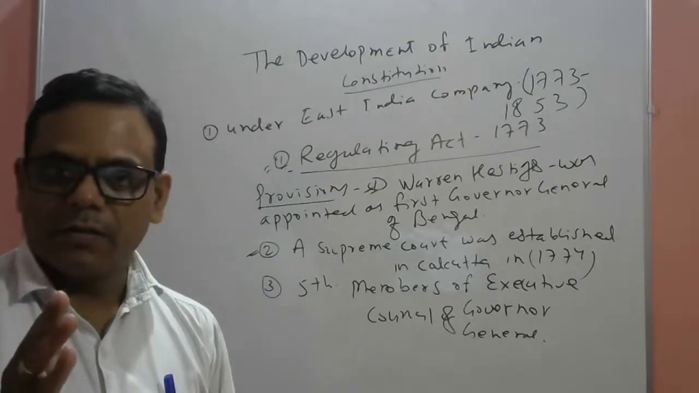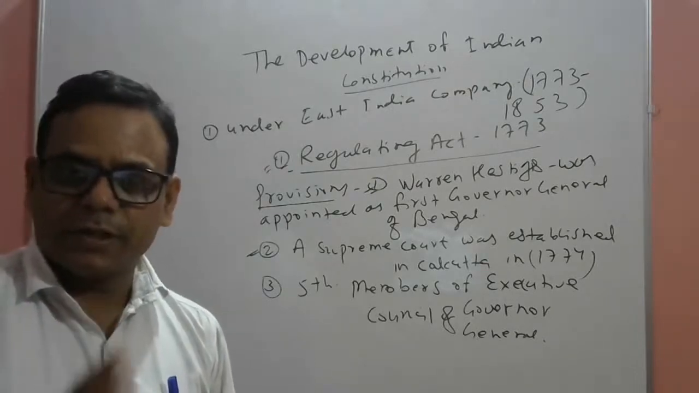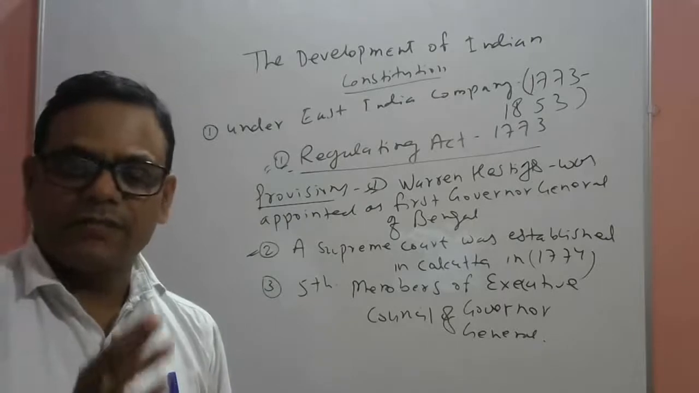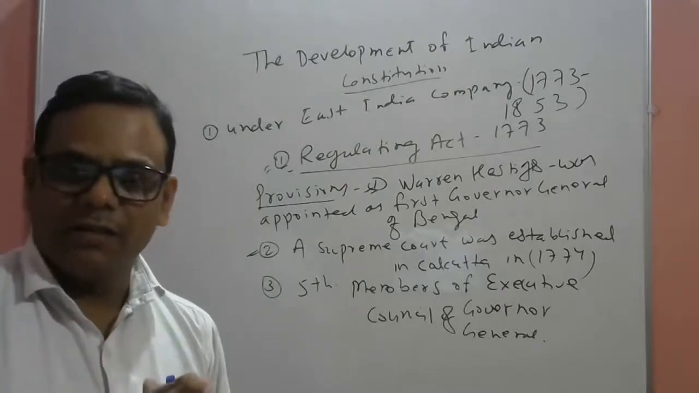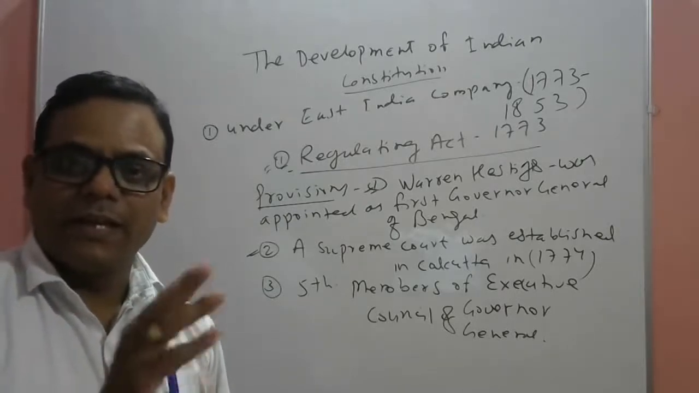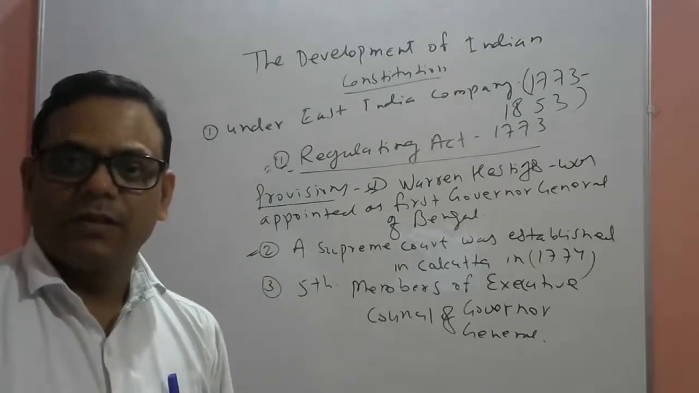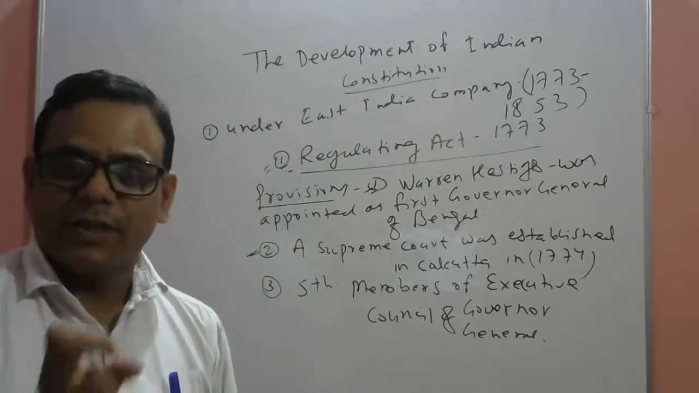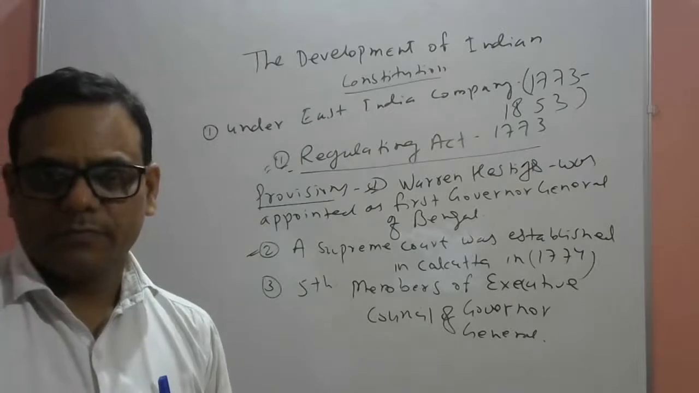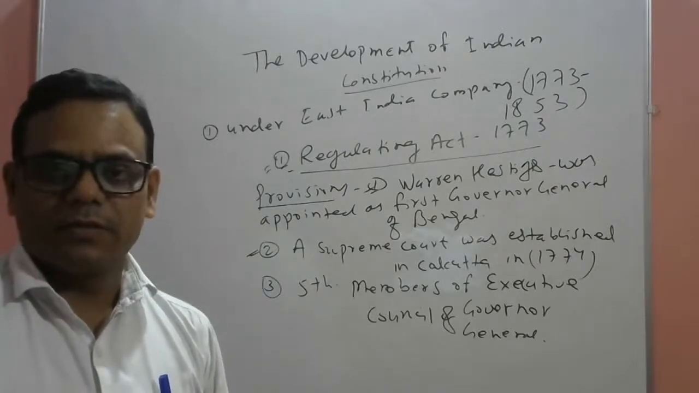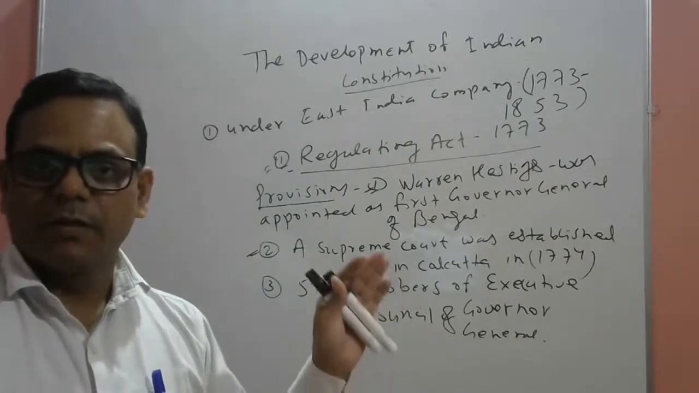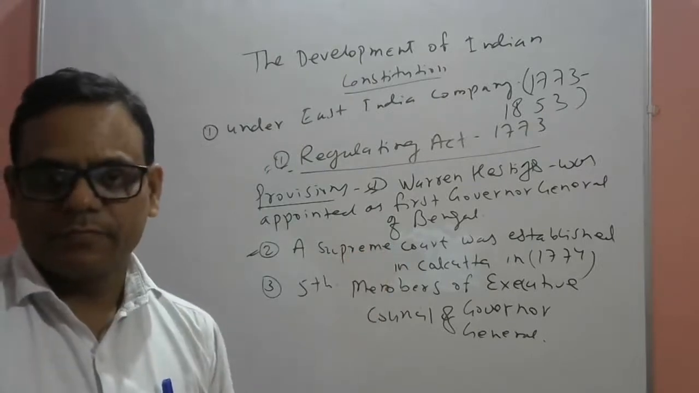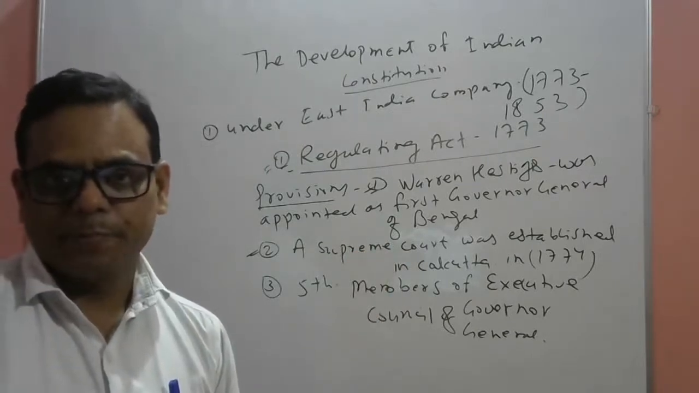And third conclusion is, first time in 1774 regarding the Regulating Act of 1773, a Supreme Court was set up in Kolkata. These are important provisions of this Regulating Act. Okay.